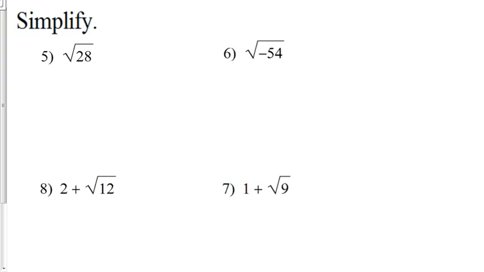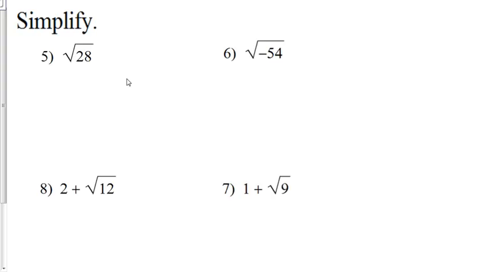Number 5 and number 6 are just straight square roots. 7 and 8 are a little different, and 13 and 18 look like the quadratic formula. So we'll go through these 6, and then any additional help you need, see your teacher before or after school or during advisement works too.